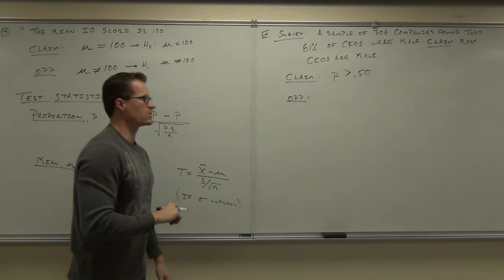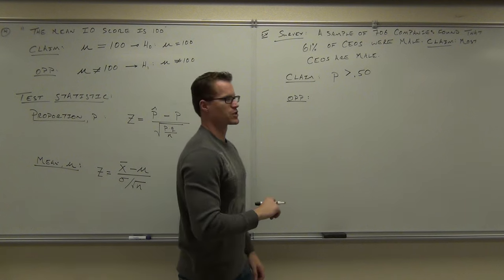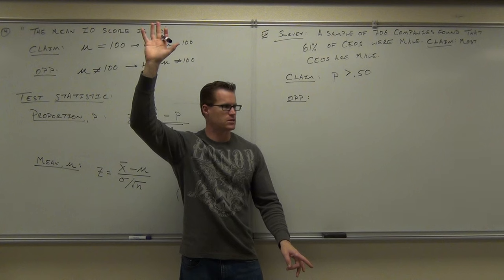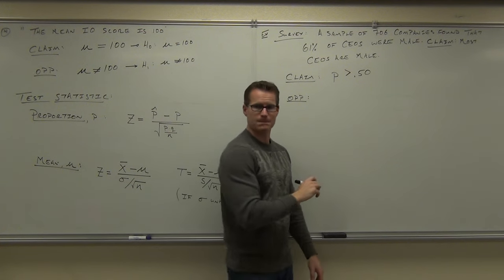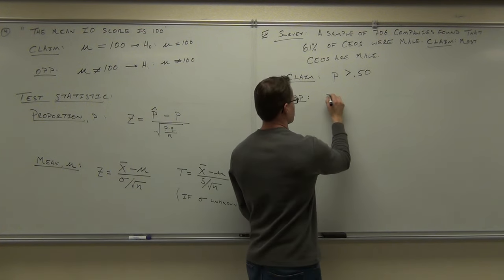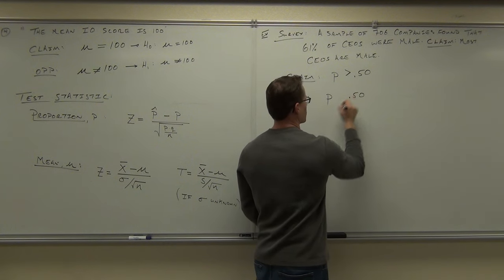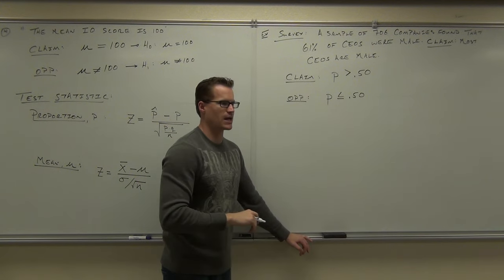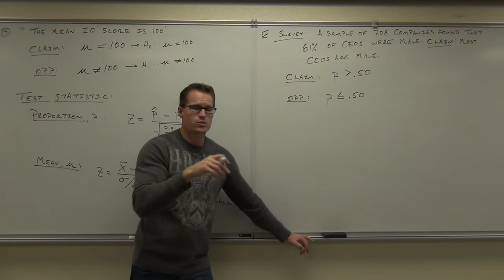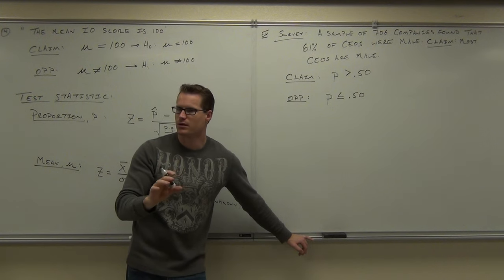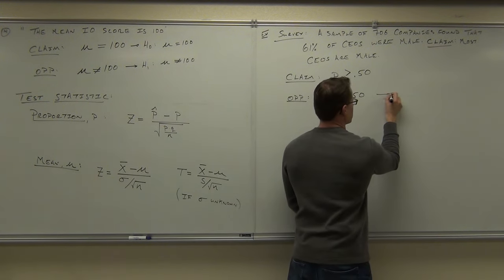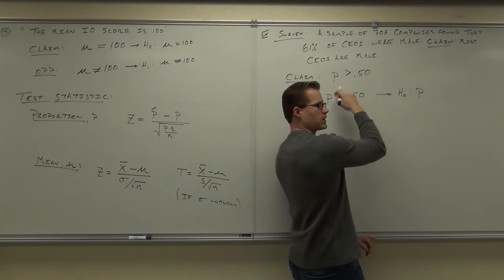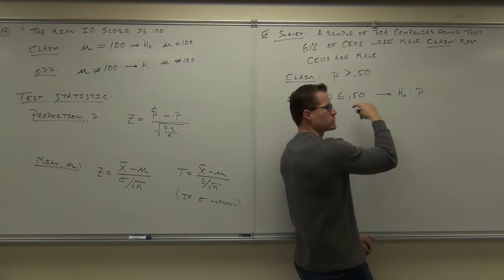The proportion is greater than 50% or 0.50. Raise your hand if you feel okay with that so far. Yes, no? Yes, okay. State the opposite. Go ahead. The opposite is going to be less than or equal to. Got to have an equality somewhere. Did you catch the equal to? Which one is my H sub 0, the claim or the opposite right now? Good. And do you use the symbol again? No. What do you use?